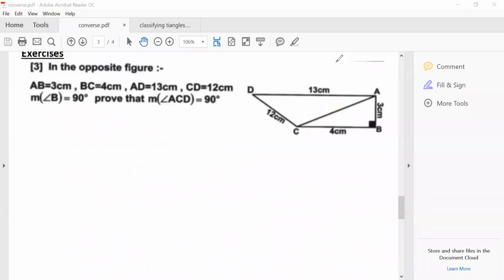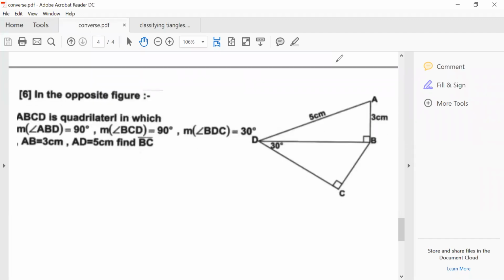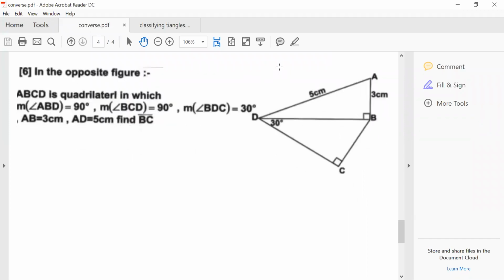Okay, suppose that I have another one, but here there is something I want you to remember. Here ABD is a right angle. The measure of DCB is also 90, the measure of BDC is 30, and I want to find BC.